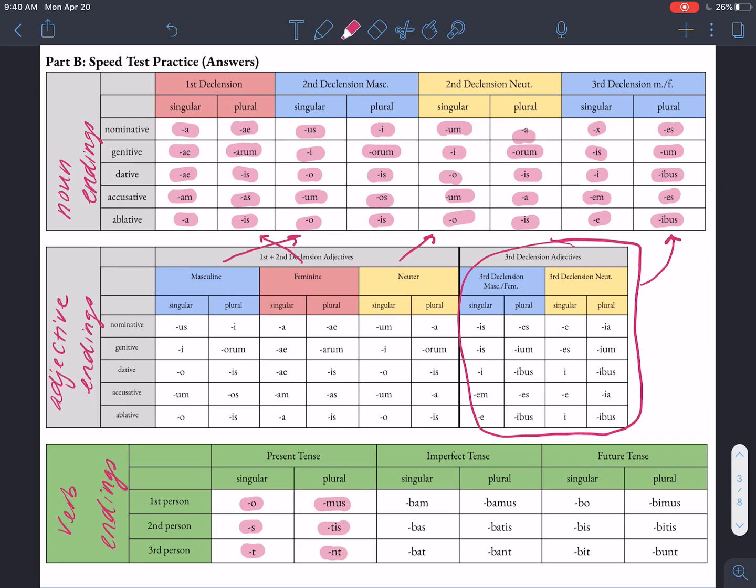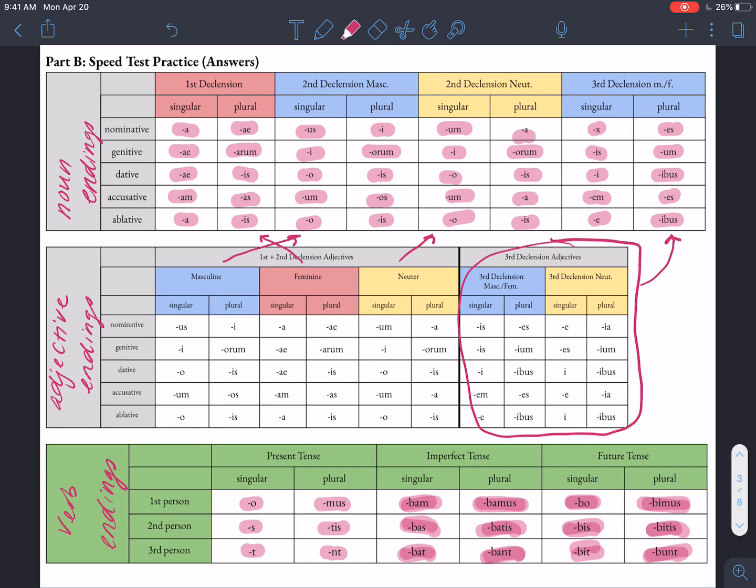OSTMUSTISNT. O or M means I. S means you. T means he, she, or it. Mus means we. Tis means y'all. Nt means they. Okay. Bum bas bat bum is batis bant. Bum bas bat bum is batis bant. Bo bis bit bim is bitis bunt. Bo bis bit bim is bitis bunt.